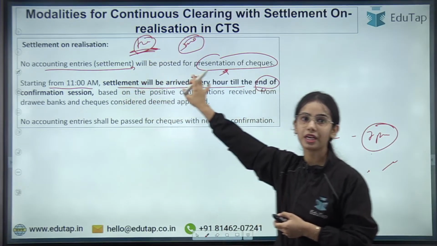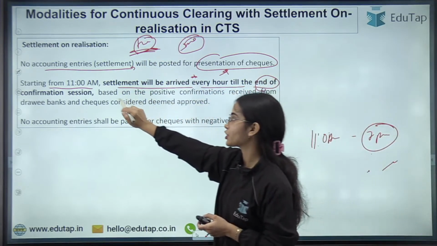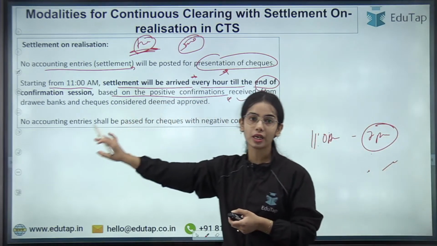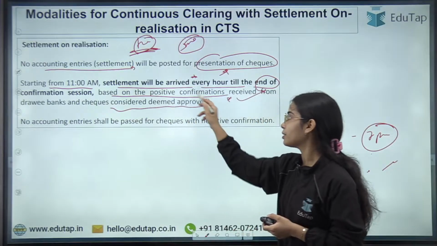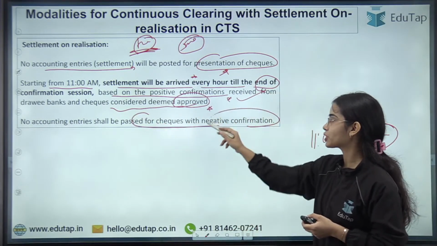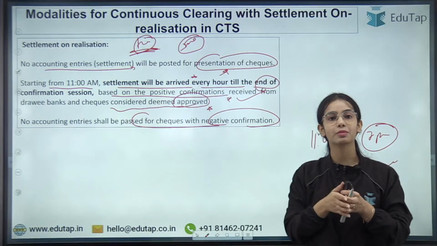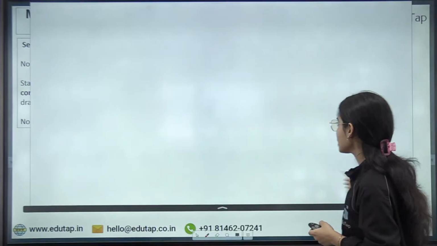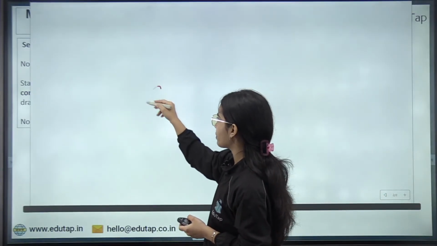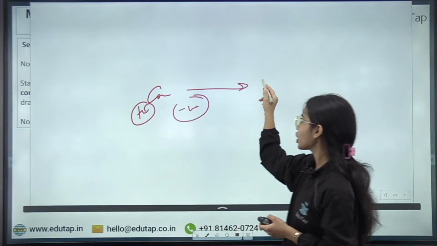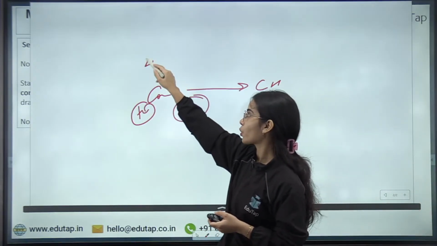The settlement should happen every hour till the end of the confirmation session based on the positive confirmations received from the drawee bank, and the check is considered deemed approved. So no accounting entries shall be passed for checks with negative confirmation, because if there is negative confirmation, that means settlement is not happening. Okay, so basically after the confirmation has been given, positive or negative, this has to be passed to the clearing house from the drawee bank.